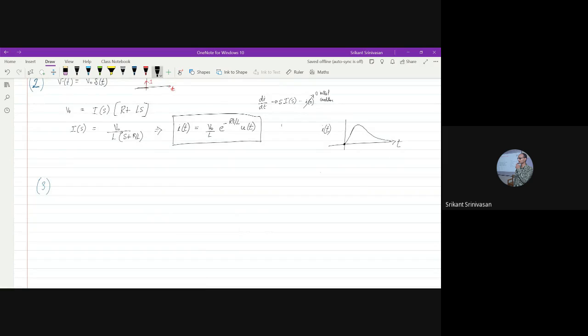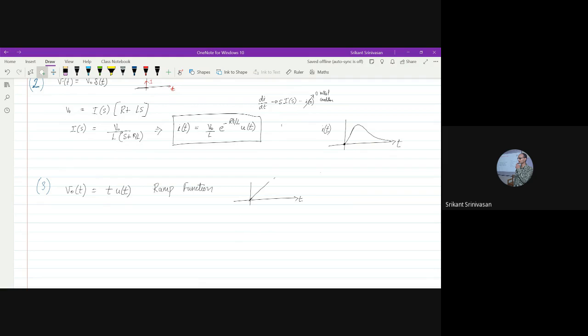Case number 3. Let's just do this quickly. V naught of t is a ramp function. Is everyone familiar with the ramp function? So how does the ramp function behave? Unit ramp means it just increases with a 45-degree slope. And we write this as t u of t because this is t. U of t is a positive number after t equal to 0, and t is just an increasing function. So this is called a ramp function.